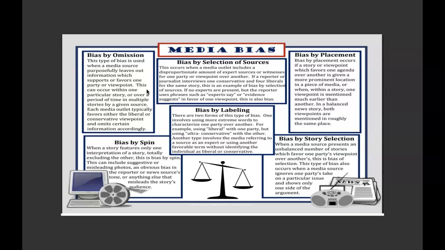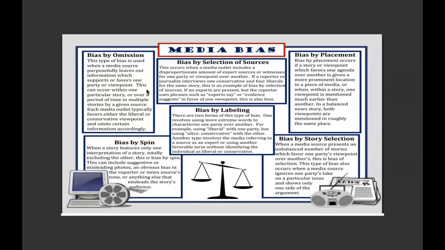Bias by spin, down here at the bottom, is when a story features only one interpretation of a story, totally excluding the other. This is bias by spin. This can include suggestive or misleading photos, and obvious bias in the reporter or news source's tone, or anything else that misleads the story's audience altogether.